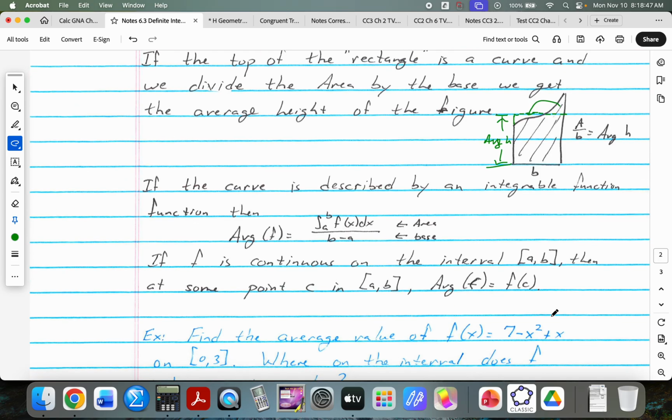And not only this, but if f is continuous on the interval from a to b, then at some point c in that interval from a to b, the average value of f is equal to f at c. In other words, someplace in here, like here, this would be my c value, at least once. It could happen multiple times.